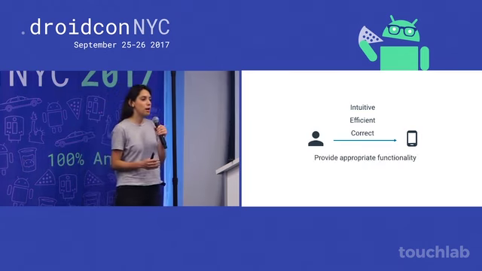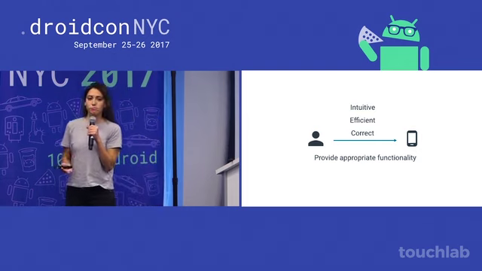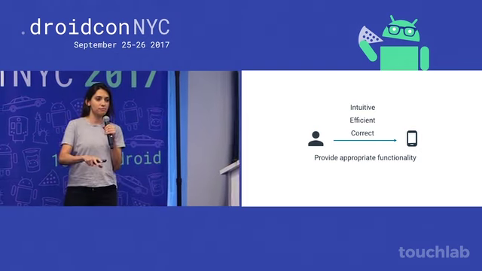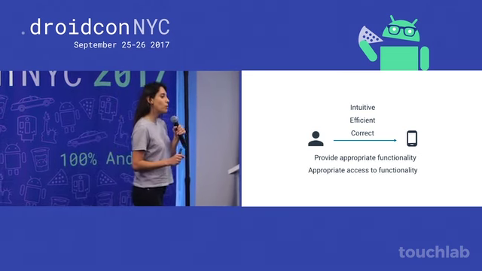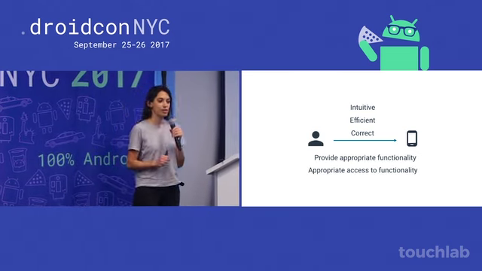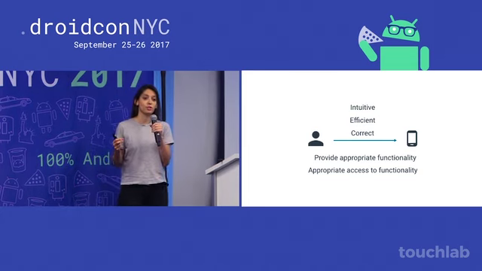And we want those apps to provide the appropriate functionality. So for a Maps app, we want to be able to see the map, to zoom in, to zoom out, to navigate, and so on. And we also want appropriate access to that functionality. So for example, to zoom out, we just want to pinch the map.